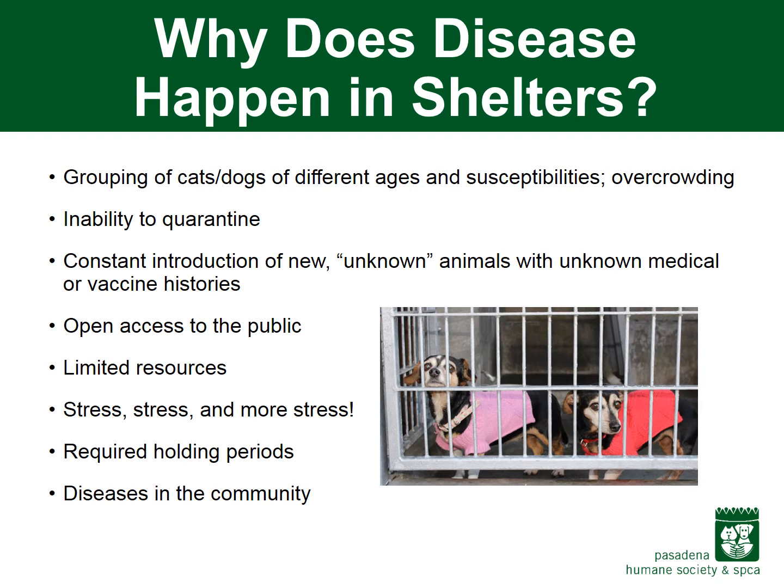Why does disease happen in shelters? Grouping of cats and dogs of different ages and susceptibilities, and overcrowding, our inability to quarantine, constant introduction of new or unknown animals with unknown medical or vaccine histories, open access to the public, limited resources, stress is a big factor for all of the animals here, required holding periods, and diseases that we're seeing out in the community, and those can change by season.